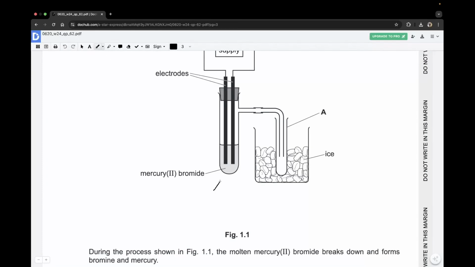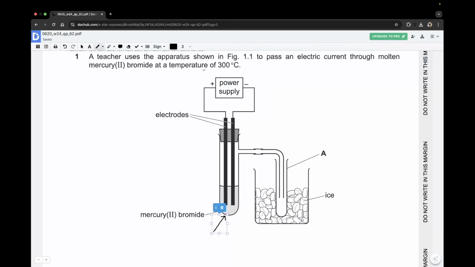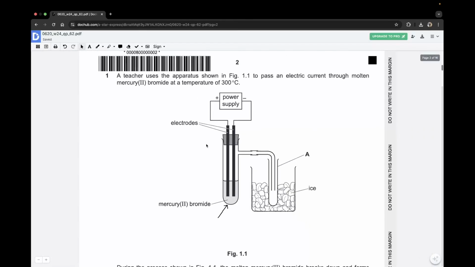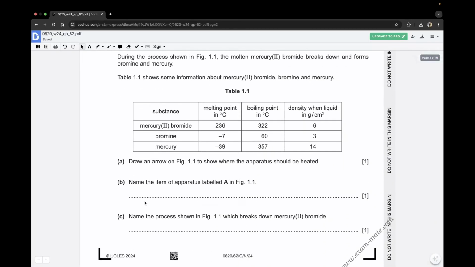Most of the time it's going to be in one of the test tubes, and if you look at this other test tube, you see that there isn't anything here that would need heating. Whereas mercury bromide, you need to maintain at a temperature of 300 degrees Celsius. So they themselves will tell you what needs to be maintained at a certain temperature, and you can use that to think about where you should be heating it. That's part A. Now moving on to part B.